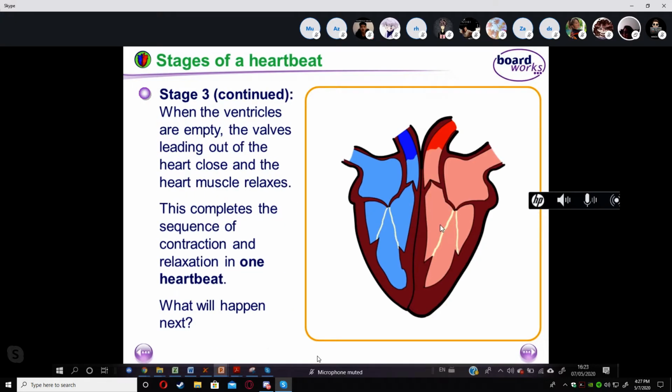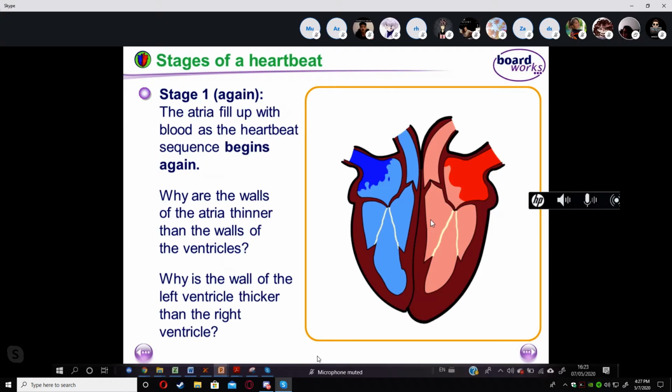Okay? So when the ventricles are empty, the valves leading out of the heart close and the heart muscles relax. Okay, so now at this stage, the heart is relaxing, and then at that moment, the atria get filled up and this cycle begins again.